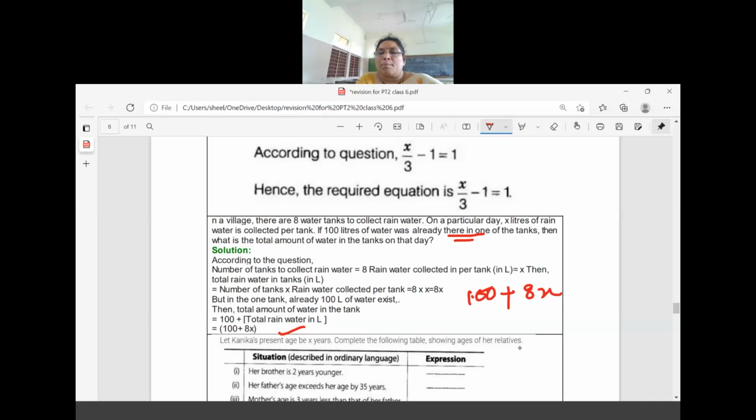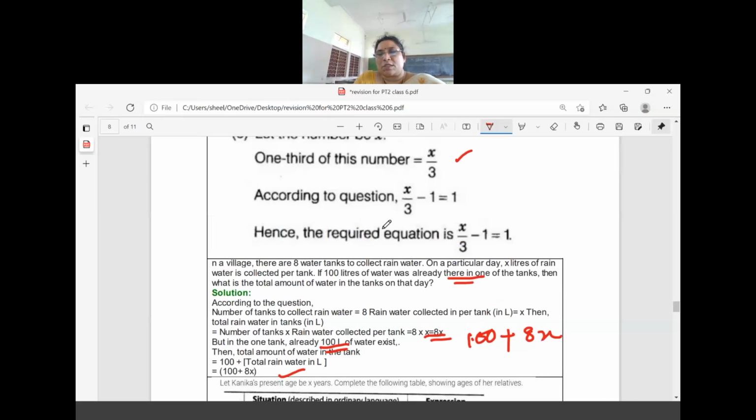So according to the question, the number of tanks to collect the rainwater is 8. So rainwater collected per tank means number of tanks into liters per tank, that is 8x. Again the already existing quantity is 100 L. So what is the next one? It is 100 plus 8x. So these are just practice questions for the coming exam. So you should practice these questions.